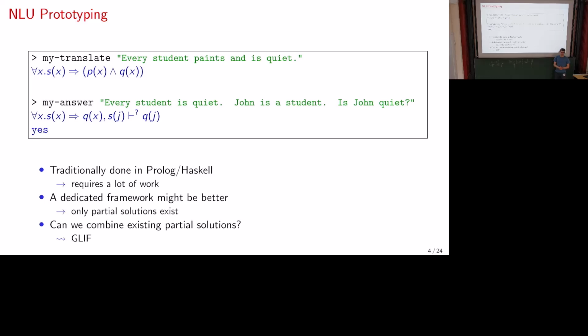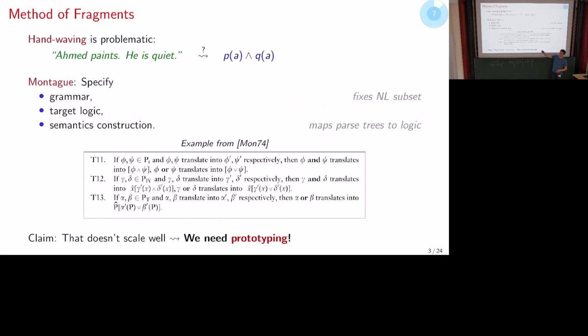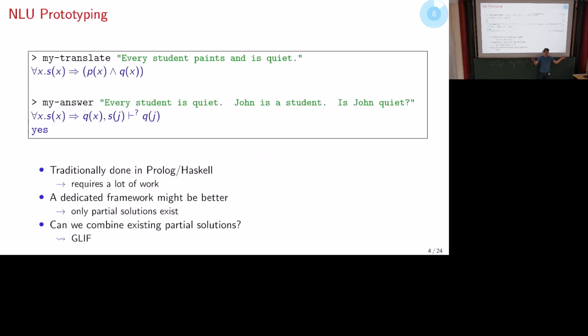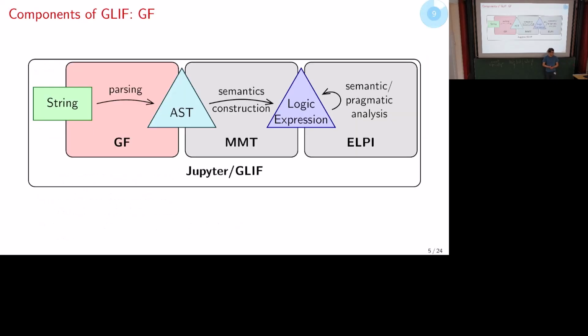So it would be nicer to have a dedicated declarative framework where you basically just specify these things. You write down the grammar, you write down the logic, you write down the translation. You don't do a bunch of coding and these kinds of things. And so we took different tools that are part of the thing and combined them all together and called this thing glyph. So here's an overview of that.